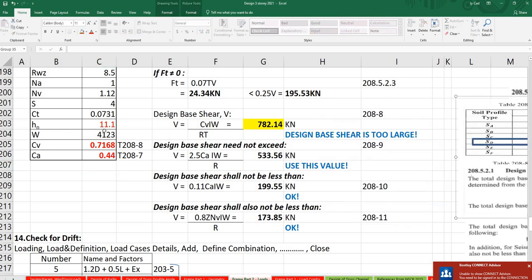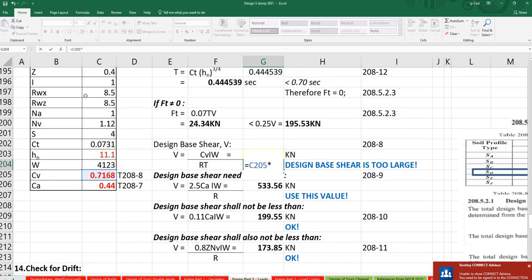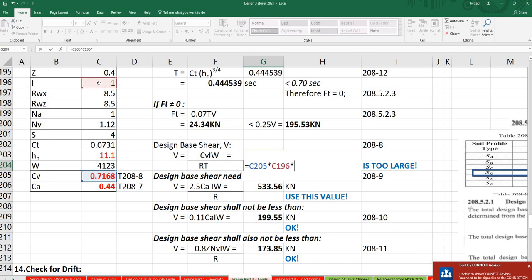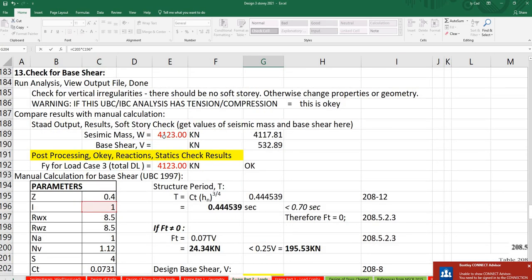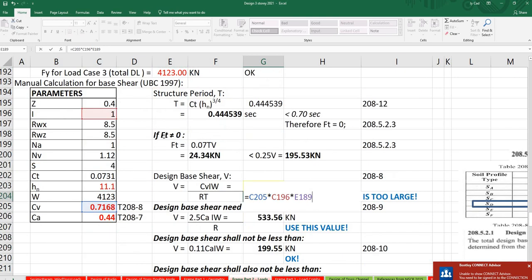Now, we substitute this to our equation 208-8. Okay, so equal sign, CV, 0.7168 times I times the seismic mass 4123 divided by the quantity R times the structure period T. Okay? So that will give you 782.1369.